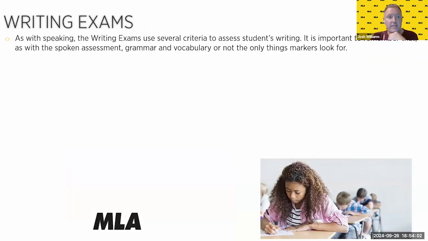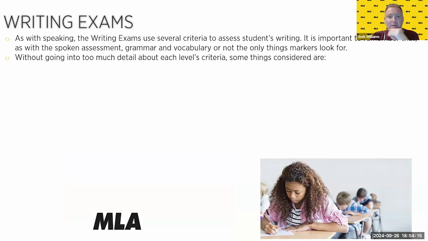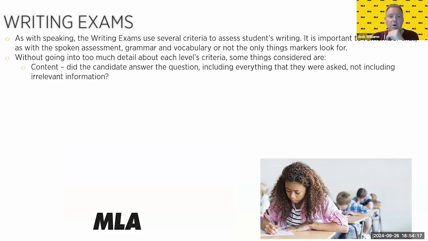Writing exams, as with speaking, use several criteria. Grammar and vocabulary are not the only things they're looking for. Again, students seem to think that they are, but they're not. Without going into too much detail, they're looking at the content. That is, did the student answer the question? Did they cover all the points? Did they avoid spending too much time talking about things that weren't asked for?